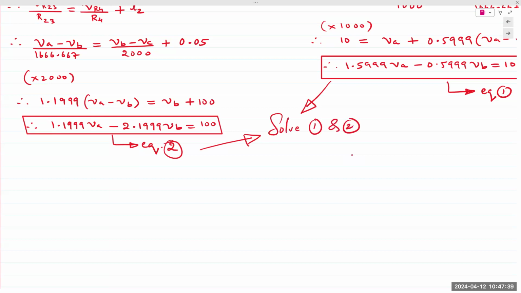Two unknown variables, I only need 2 equations. I don't need a third. Solve 1 and 2 using any method you prefer, and you would obtain an answer for VA as promised, it is negative.